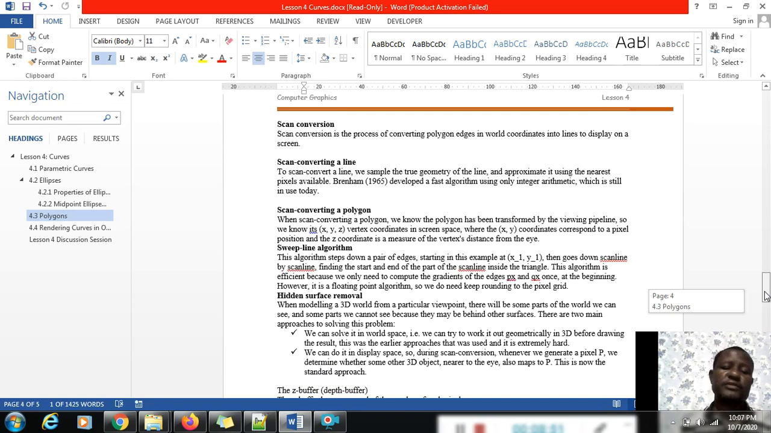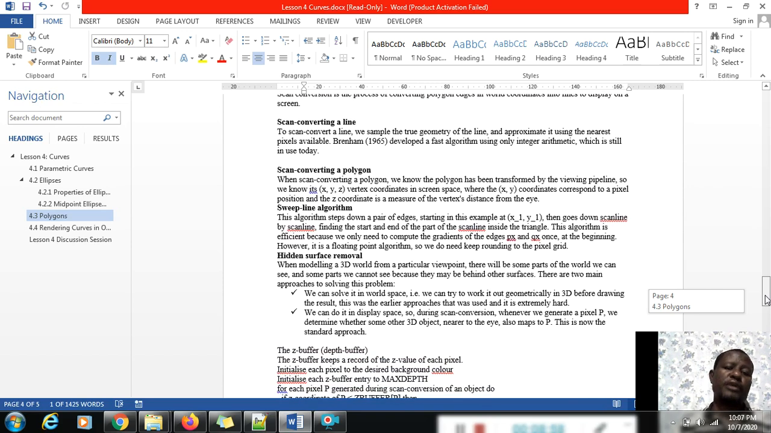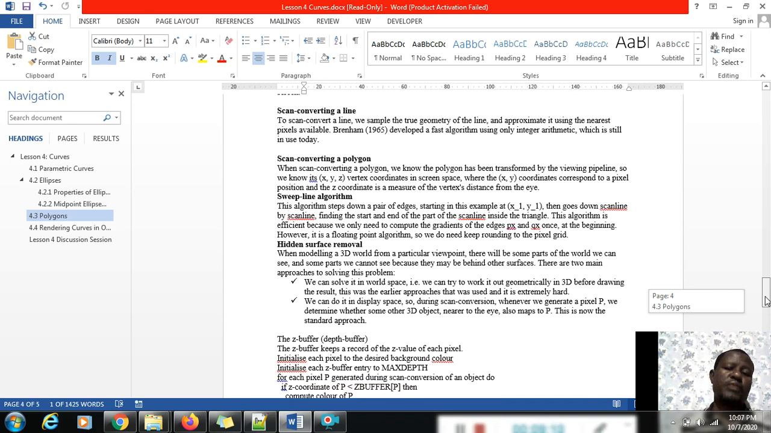When you want to scan convert a line, we sample the true geometry of the line and approximate it using the nearest pixel available. If you want to scan convert a polygon, then we have to play around with these coordinates. The x and y coordinates would correspond to a pixel position, whereas the z coordinate would measure the vertex distance from the eye.